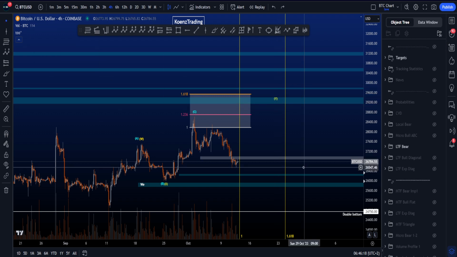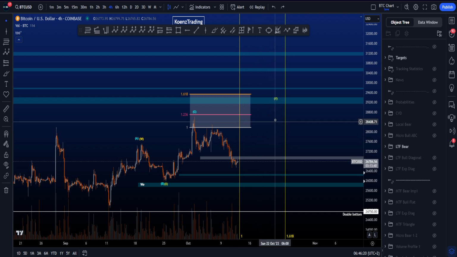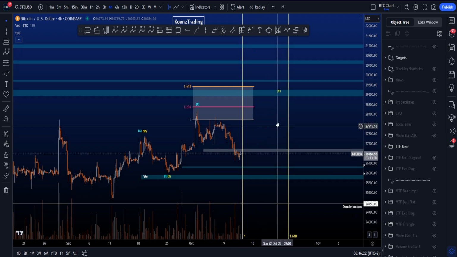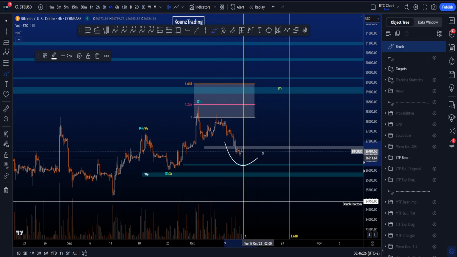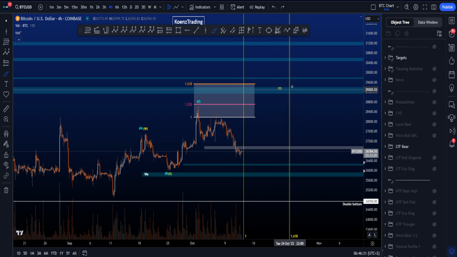So we do have to keep in mind that even if price moves towards the upside, the bearish scenarios are still going to be active as well. So it's very, very important to see how price moves to the upside, the volume that it has, the structure that it creates, and then we have to observe reactions over here.